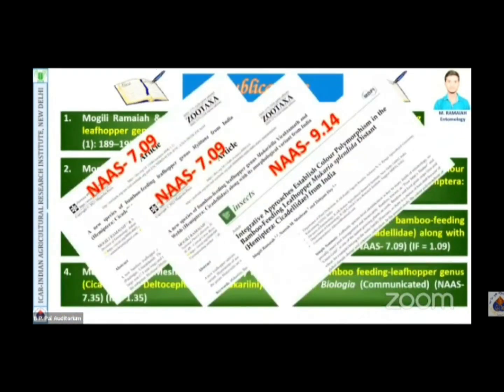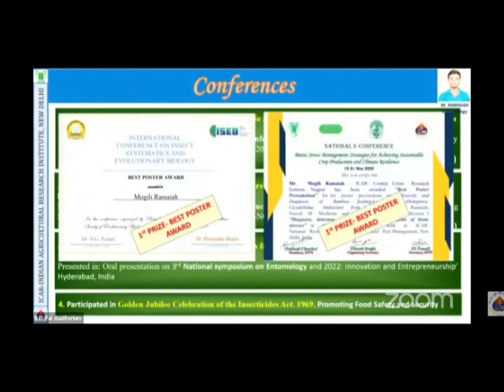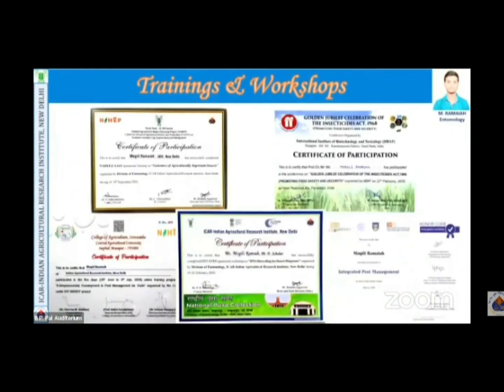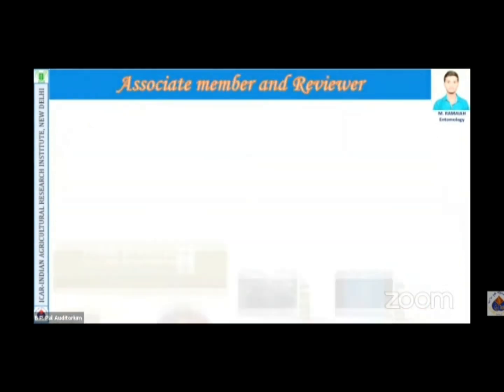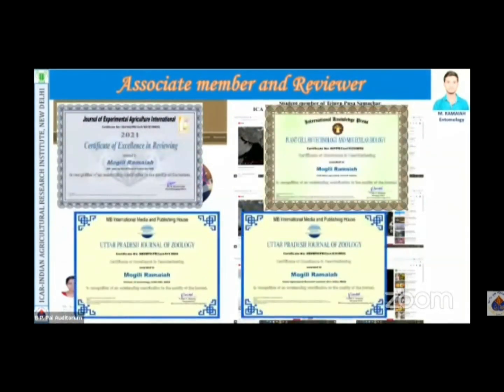From my work, I have published 3 research papers, 2 in Zootaxa having an NAAS rating of 7.09 and 1 in Insects having an NAAS rating of 9.14. I attended conferences and received 2 best poster awards, one at international and one at national level. I attended trainings and workshops conducted by NAHEP and DSP. I am also an associate member and reviewer for magazines and journals, and I was elected as a fellow of the prestigious Entomological Society of India.